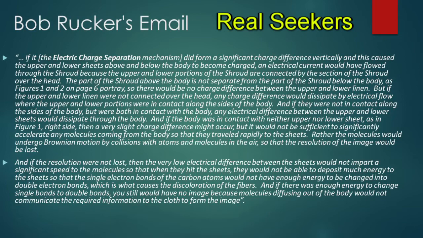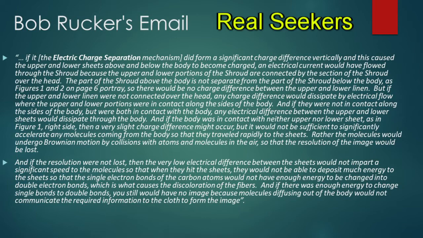The charge difference would be so slight that Brownian motion would interfere and disrupt the flow of the gas along these electric charge lines. The gas molecules would undergo Brownian motion by colliding with these atoms and molecules in the air, and the resolution of the image would be totally lost. You would get a mess. So this is an absolute failure on this front. It doesn't work. But he continues here, so just to continue on with his quote.